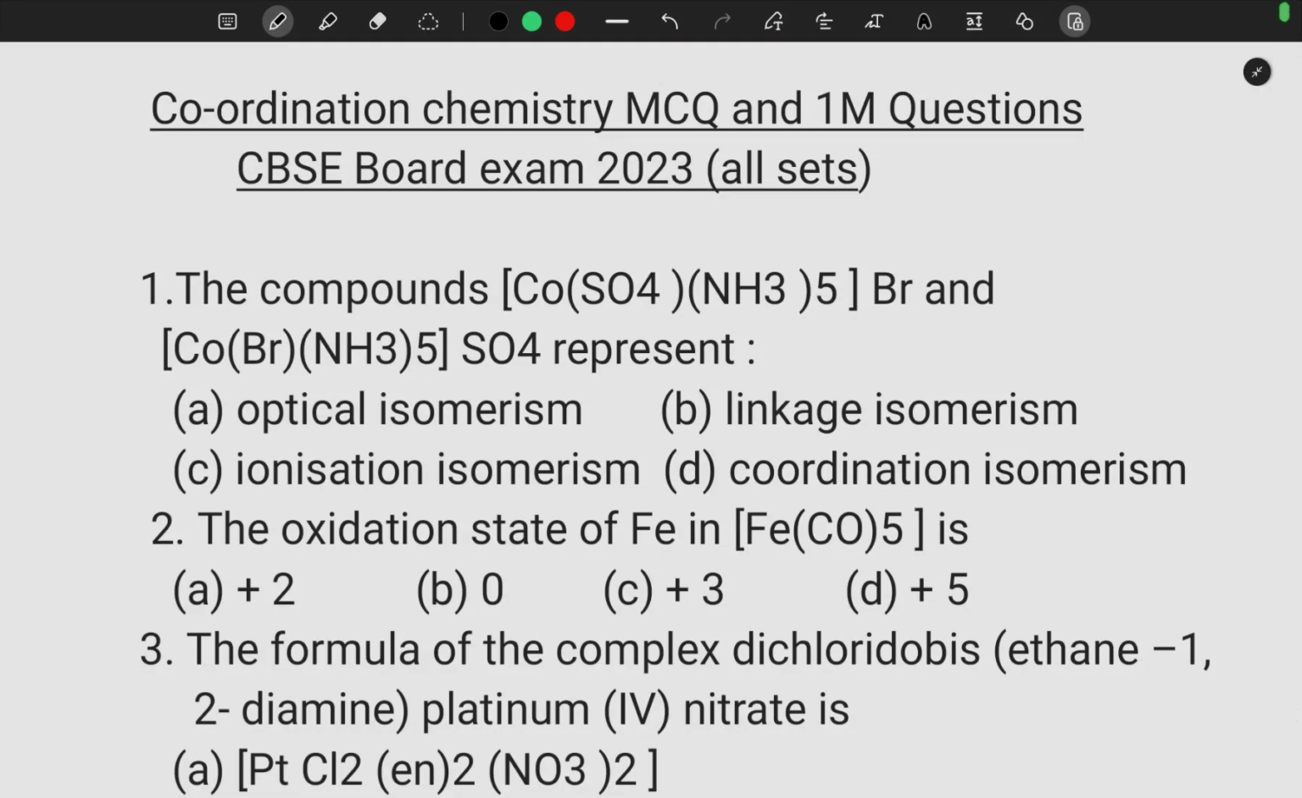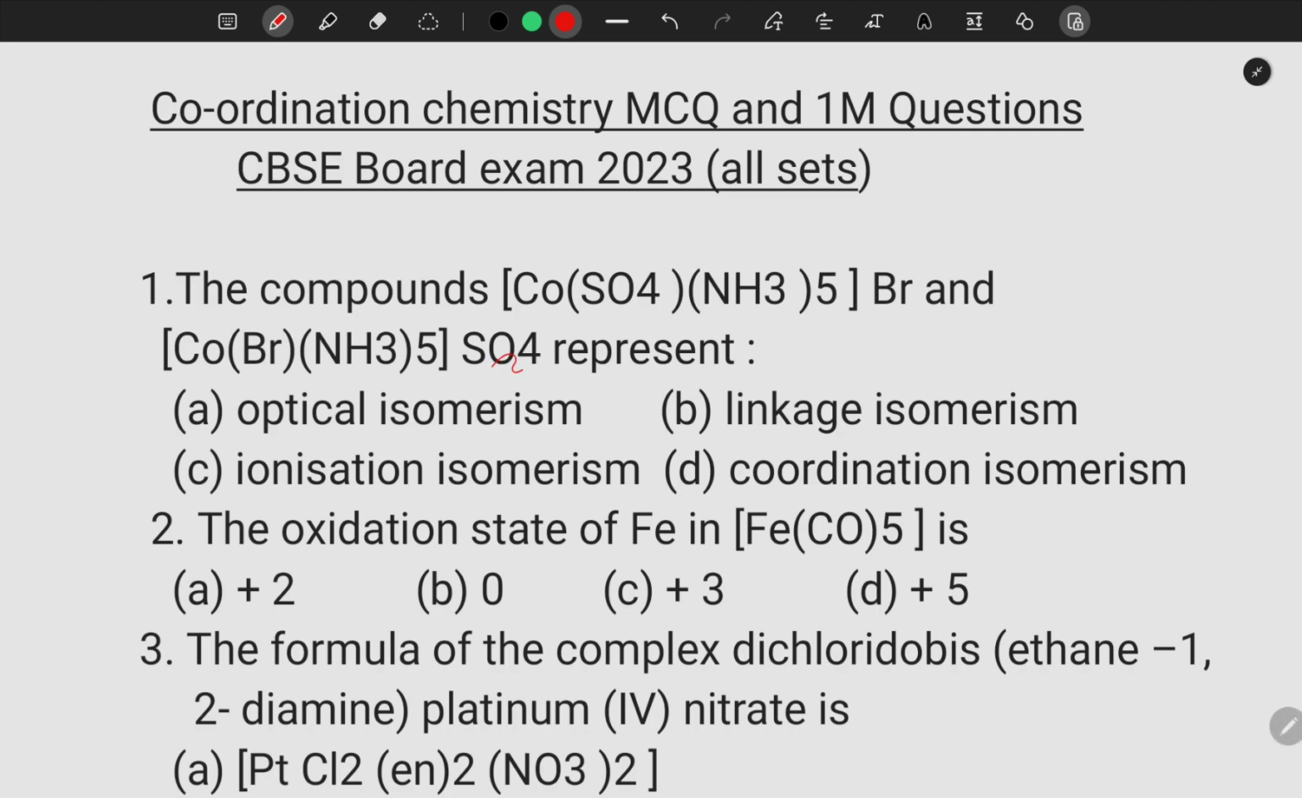These are MCQ and 1 mark questions from the lesson Coordination Chemistry, based on the last year board exam question paper. The compound [Co(SO4)(NH3)5]Br and [Co(Br)(NH3)5]SO4 represent.